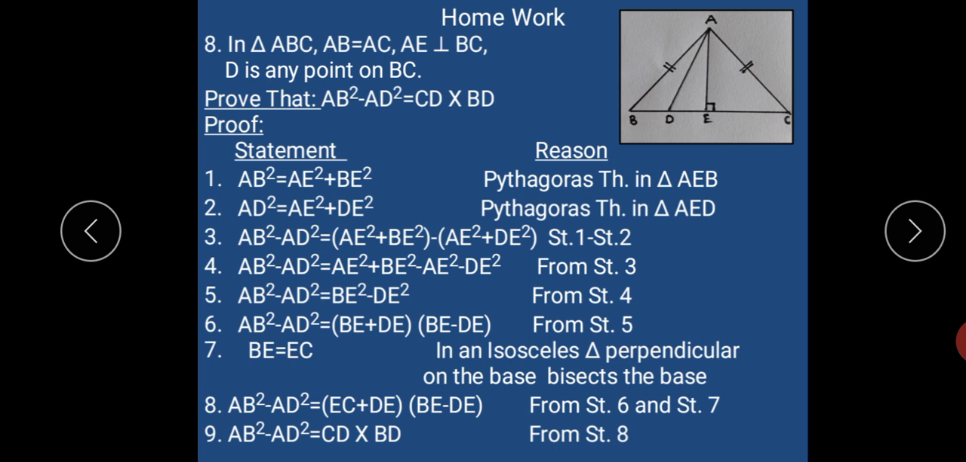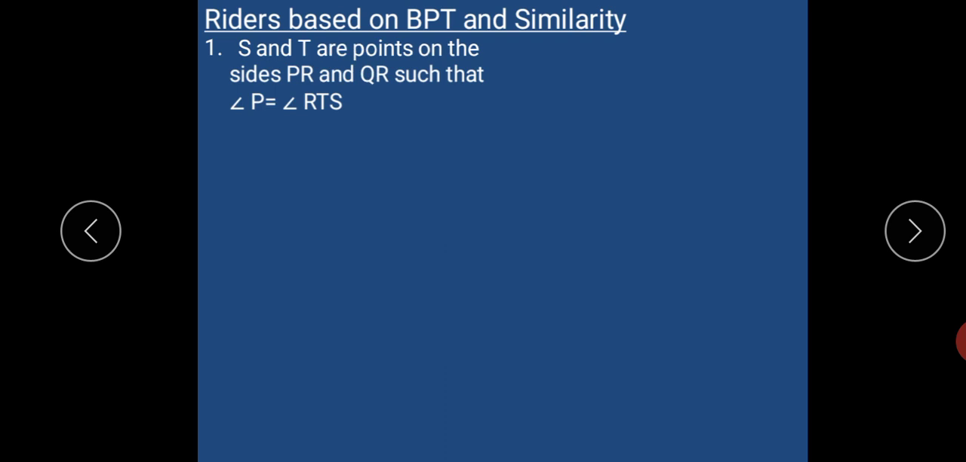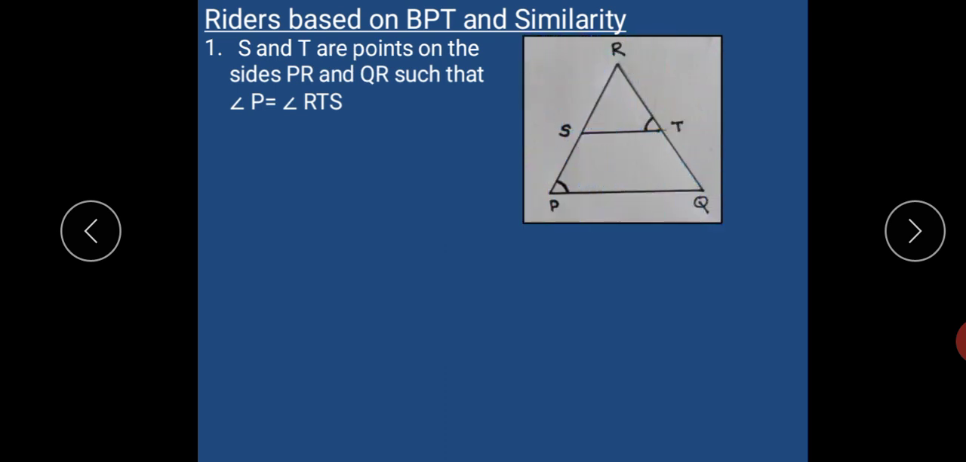Now we'll go to the other type of riders which are based on BPT and similarity. So let's start. Riders based on BPT and similarity. We'll see the figure. First we'll solve very simple riders. S and T are points on sides PR and QR such that angle P is equal to angle RTS. And here you have to prove triangle RPQ is similar to RTS.